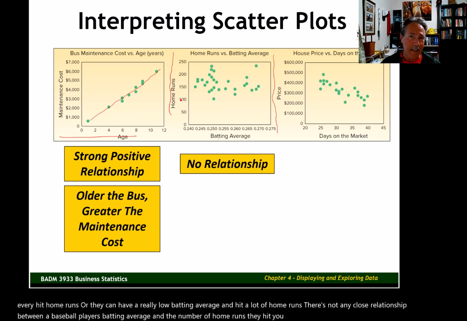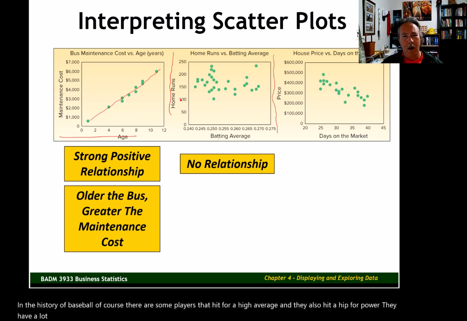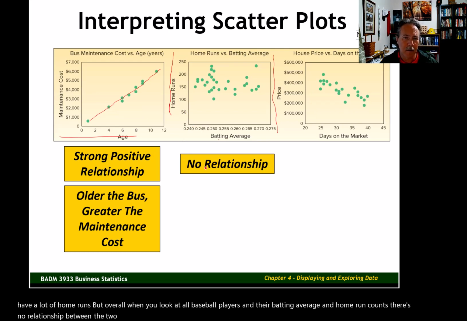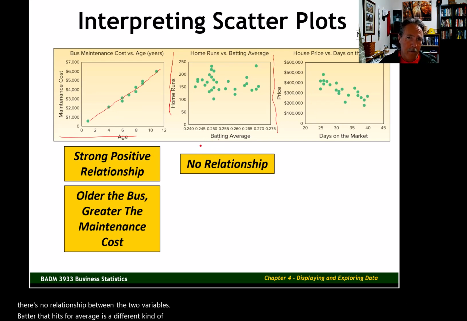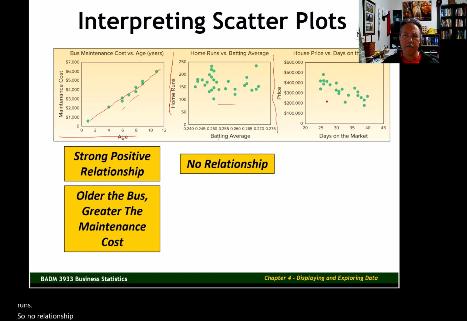There are, of course, in the history of baseball, some players that hit for a high average, and they also hit for power. They have a lot of home runs. But overall, when you look at all baseball players and their batting average and home run counts, there's no relationship between the two variables. A batter that hits for average is a different kind of player than a power player that hits a lot of home runs. So no relationship here, a strong positive here. And over here we have, let me draw a line of best fit in here, and I'm just kind of guessing.